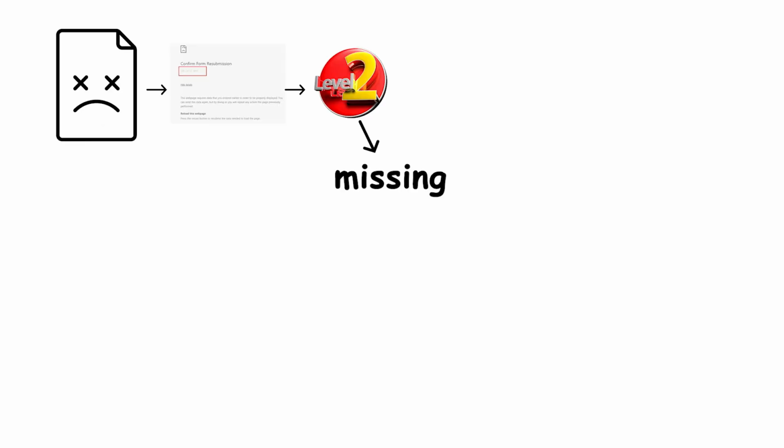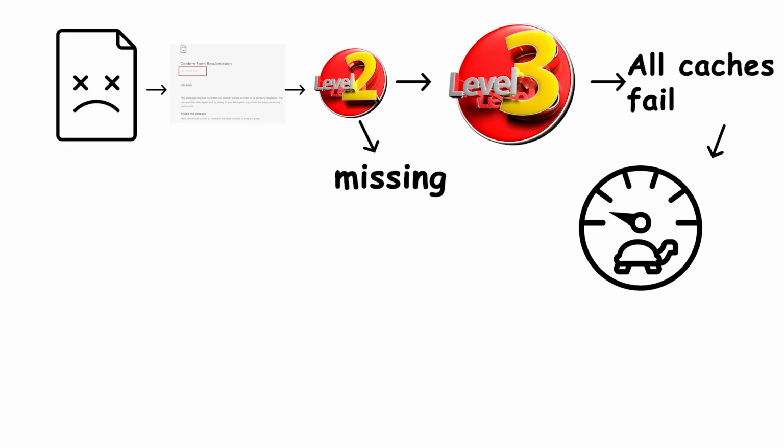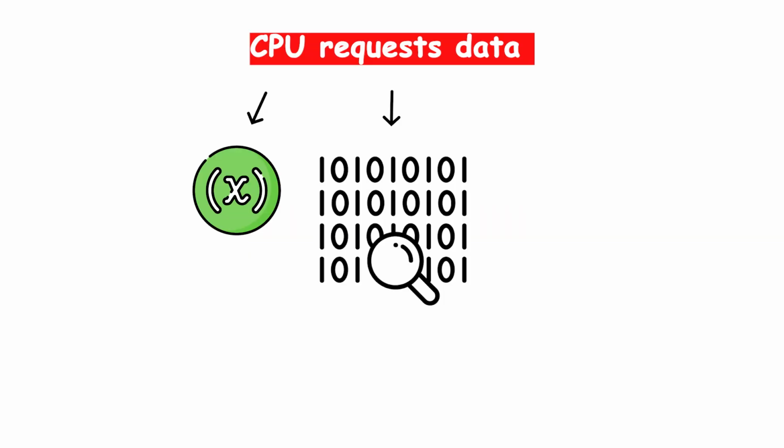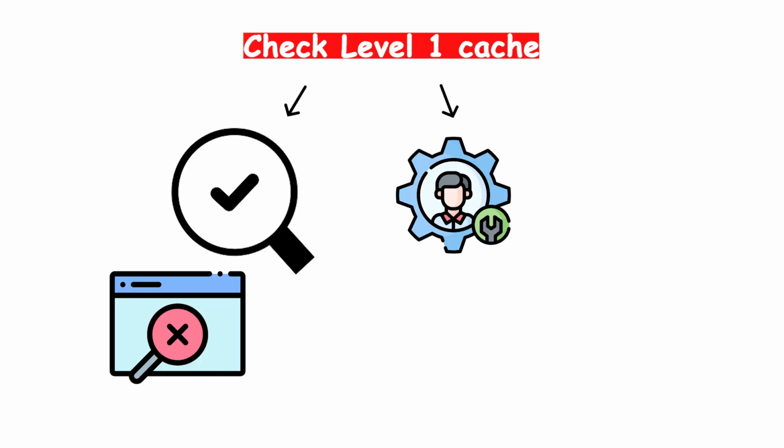If level 2 also misses, the CPU checks level 3. And only when all caches fail does it go out to main memory, which is hundreds of times slower. Here's how it works in sequence. CPU requests data. For example, a variable, an instruction, or part of a program. Check level 1 cache. If found, use it. If not, check level 2.